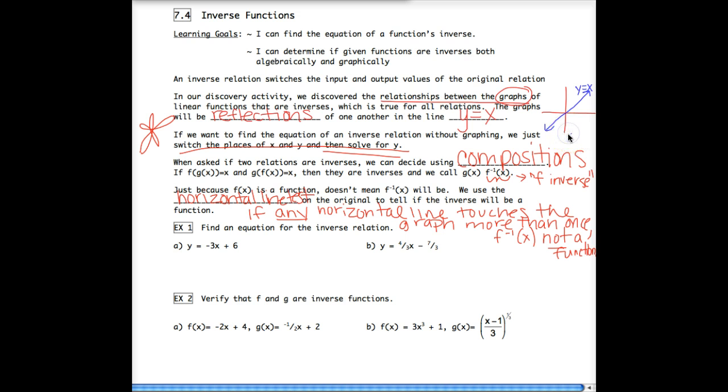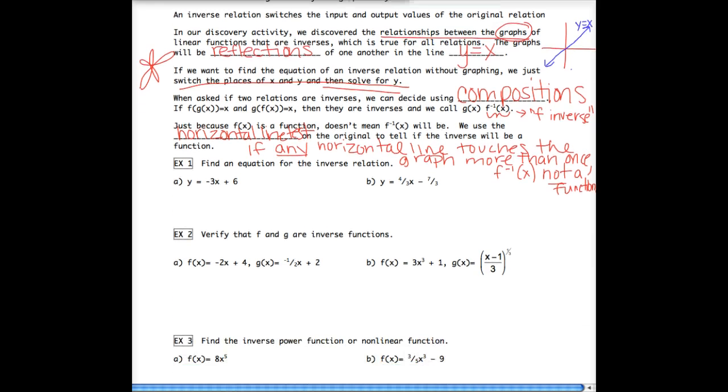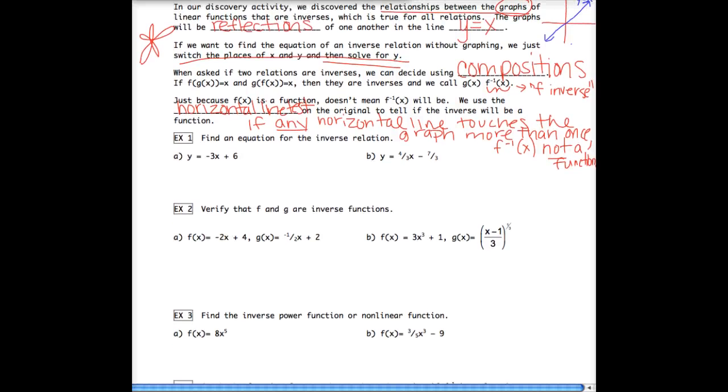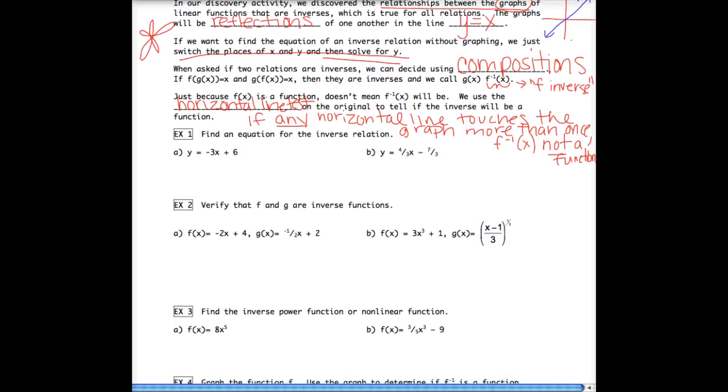If they're not, they're not inverses. If you want to find the equation of an inverse, switch x and y and solve for y. If you're given two different equations and you want to know if they're inverses, do both compositions and see if you get x for both of them. So let's take a look at some examples applying those rules.